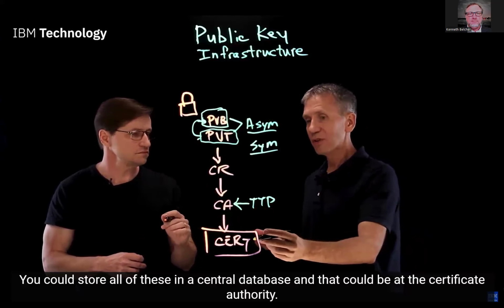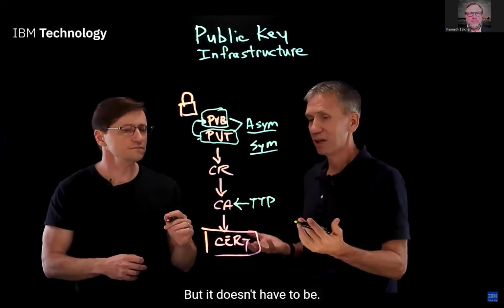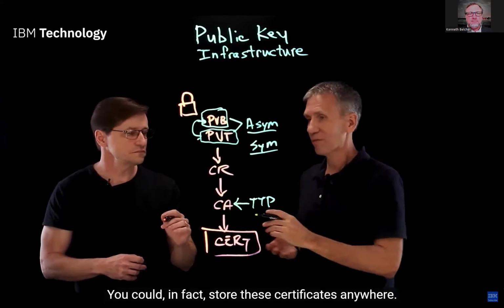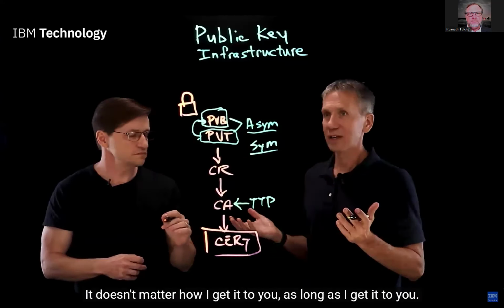You could store all of these in a central database, and that could be at the certificate authority, but it doesn't have to be. You could, in fact, store these certificates anywhere. I could send it to you in an email. It doesn't matter how I get it to you, as long as I get it to you. The information in here is secure, and we know it's secure because it was vouched for by the CA. So it had a signature on it. That's where we get this thing we call a digital signature.